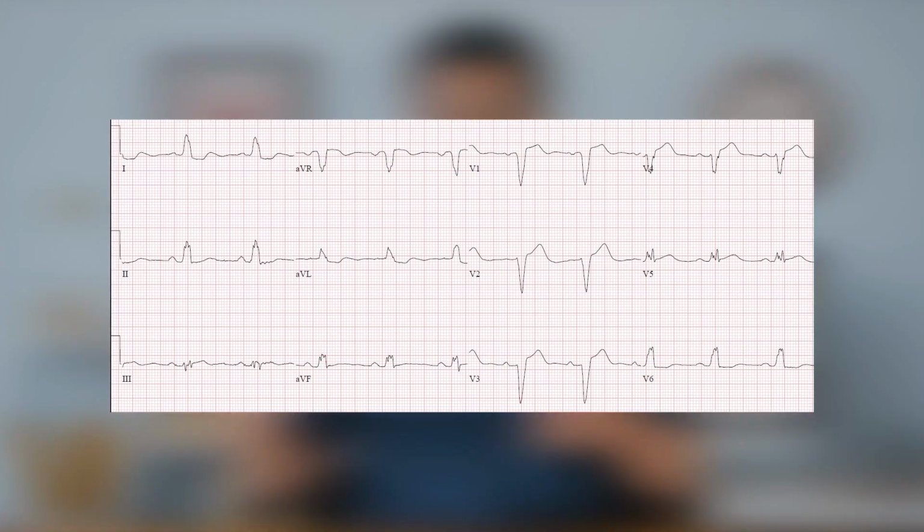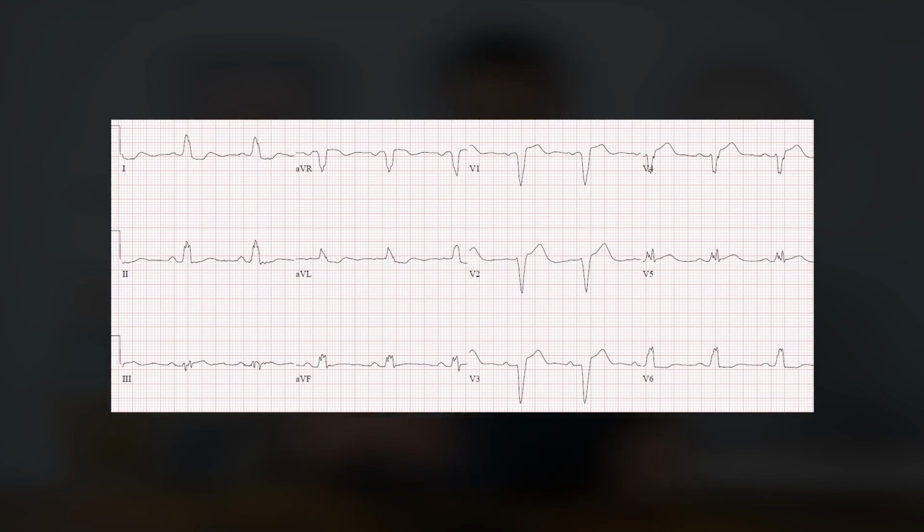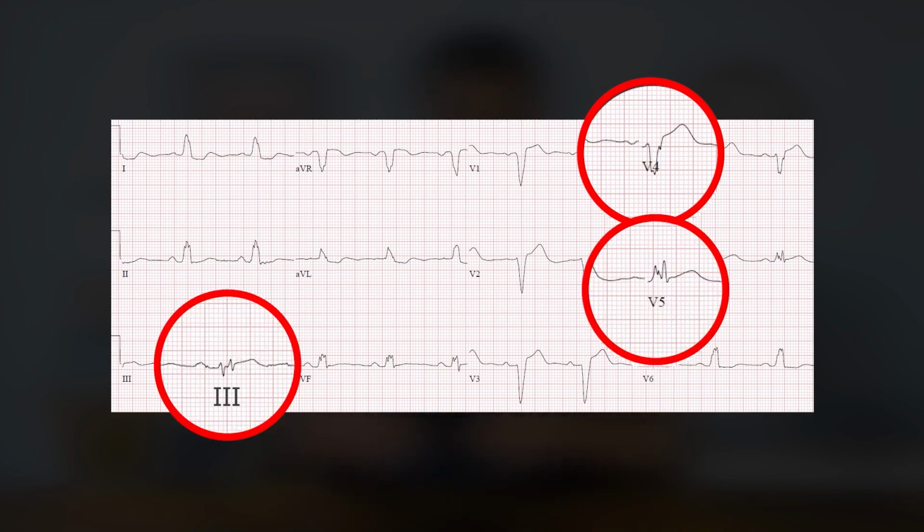Let's apply the modified Sgarbossa criteria to our EKG, and we can see disproportionately discordant ST elevation in V4. The ratio between ST elevation and the preceding S wave is 0.33, and this is very specific to occlusion MI. There is also a concordant ST elevation in lead 3 and V5. In lead 3 and V5, the QRS is isoelectric, and so the ST segment should be isoelectric.